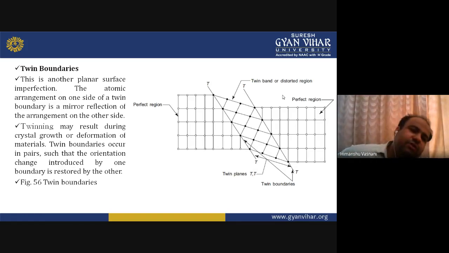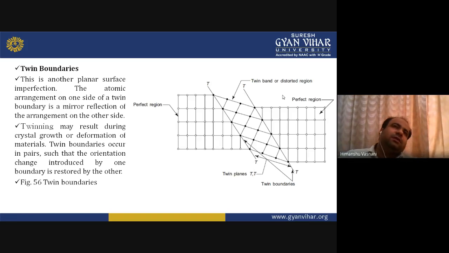This is another planar surface imperfection. The atomic arrangement on one side of a twin boundary is a mirror reflection of the arrangement on the other side. See, these are all images. This can only be understood when you go with the microscopic study. You might be feeling that it is a kind of structure, how can we read that? But whenever you go with the microscopic study, it will tell you that these structures exist, and they may be termed a defect somewhere. So we should be aware of that.